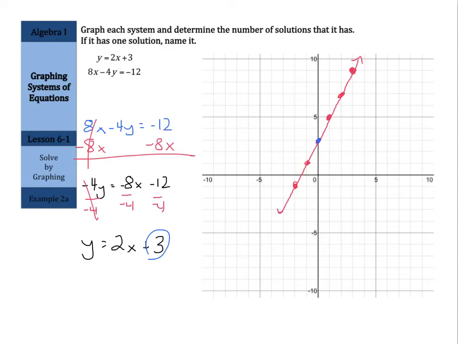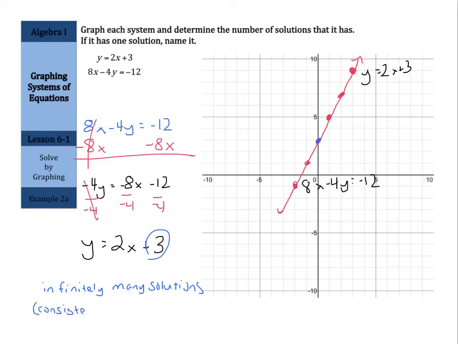So this graph actually has both y equals 2x plus 3 and 8x minus 4y equals negative 12. I can say that there are infinitely many solutions. Again, this wasn't asked, but this would be an example of a consistent and dependent graph, just to tie it into our previous example. Just notice it's the same line, so it has infinitely many solutions.